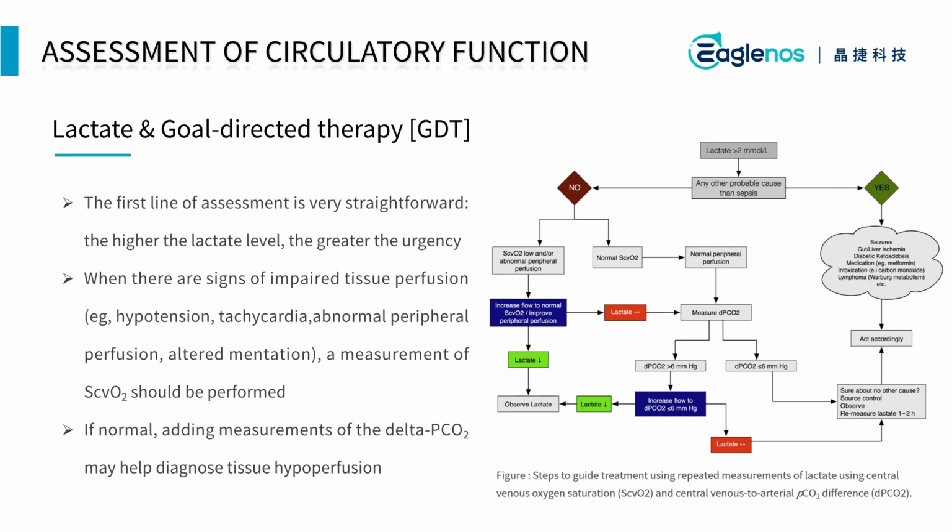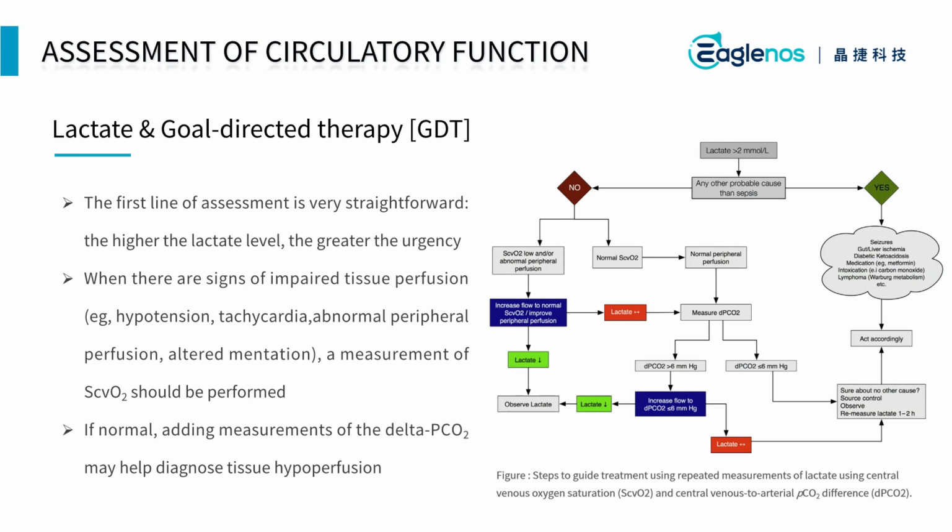When lactate levels are high, it suggests that there is tissue hypoperfusion or tissue hypoxia, which can occur in conditions like shock, sepsis, or severe trauma. The first line of assessment for tissue perfusion is straightforward. The higher the lactate level, the greater the urgency to intervene. Lactate is a sensitive marker of oxygen deficit at the tissue level, and its elevation indicates that cells are relying on anaerobic metabolism due to insufficient oxygen supply.